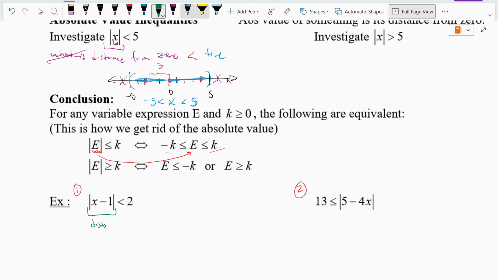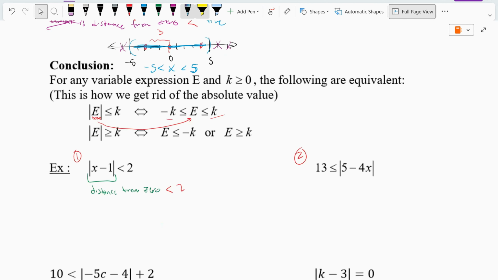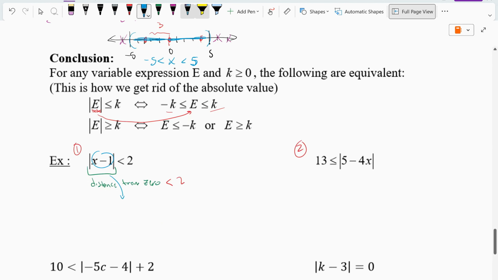The distance from 0 is less than 2, meaning it's a small distance, less than 2. That means whatever's on the inside, x minus 1, must be between 2 and -2. So this is the shortcut for how we're going to solve these inequalities. You need to somehow write it without an absolute value by interpreting the distance from 0.